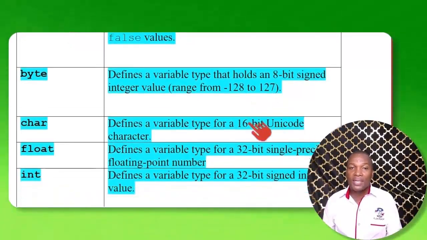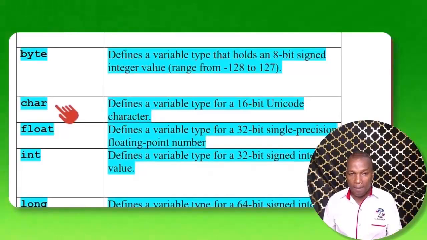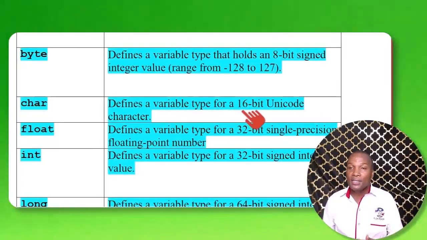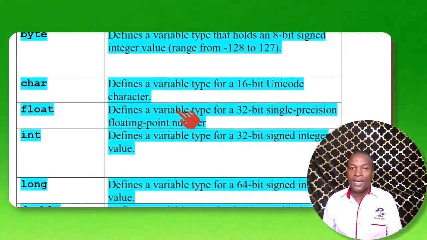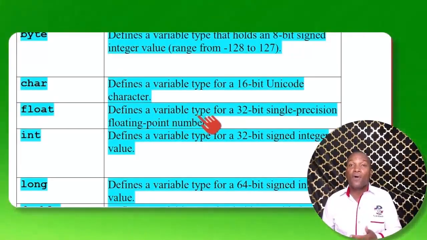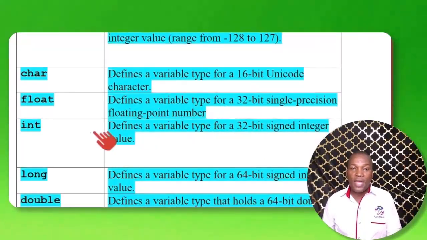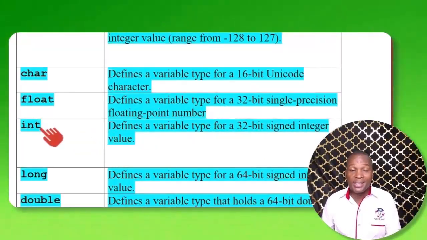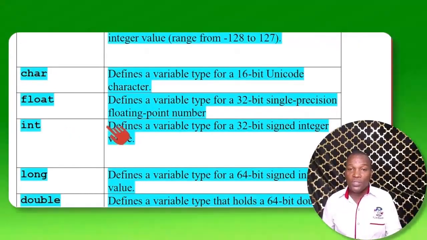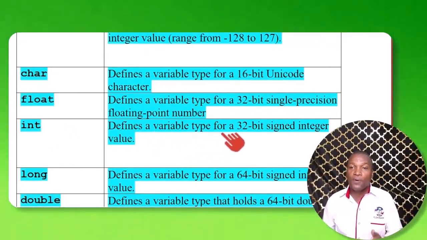The next keyword that we have is char. Char defines a variable type for a 16-bit Unicode character. Then the next keyword we have is float. Float defines a variable type for a 32-bit single precision floating point number. Then we have int. Int is another keyword used in Java, which defines a variable type for a 32-bit signed integer value.